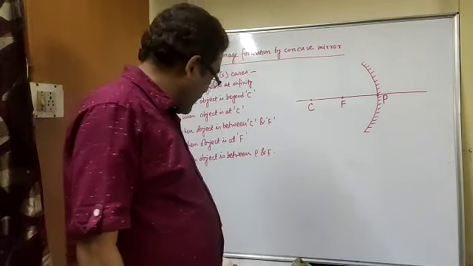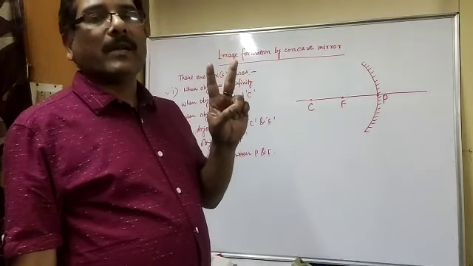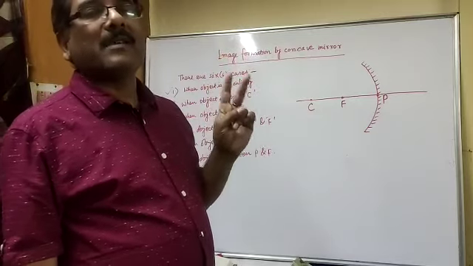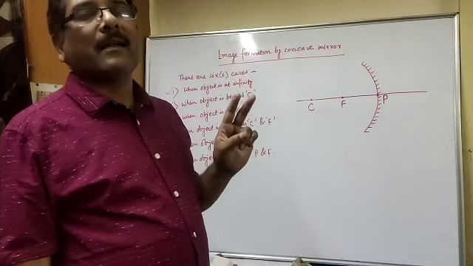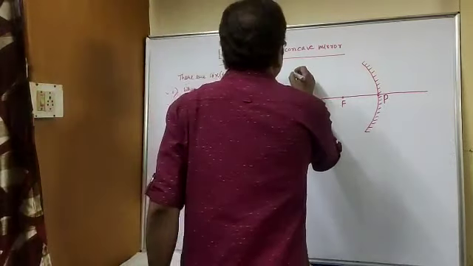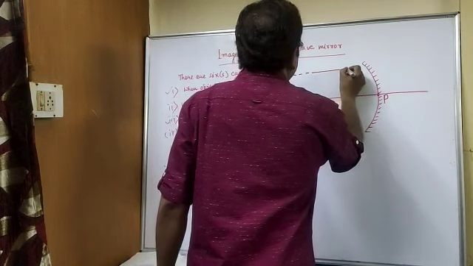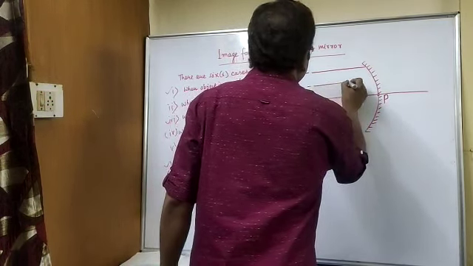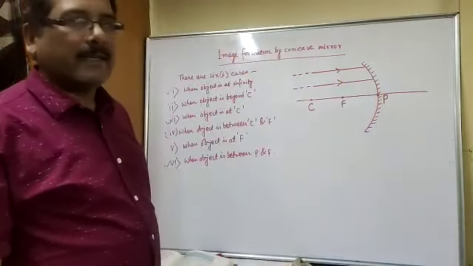And you know how many rays are required to make an image? At least 2 rays. Actually, many millions of light rays are coming, but for simplicity, we are taking 2 light rays because at least 2 light rays are required to make an image. So suppose 2 parallel light rays are coming from the sun. Suppose these are the 2 parallel light rays.